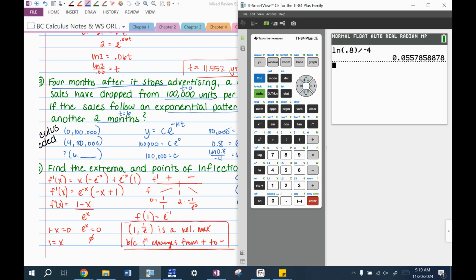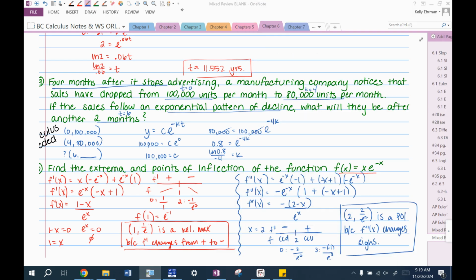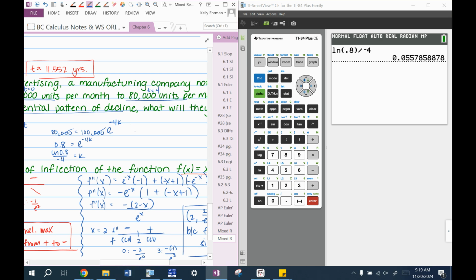But when you go back to put it in the formula, let me just go ahead and write my formula here. So what is my formula? My formula is y equals 100,000 times e to the negative k, which is ln of 0.8 over negative 4. So that's just going to be positive, right? Or no, wait, negative. Yeah. So negative, actually, here, let me write it like this. To the negative 0.0557t.